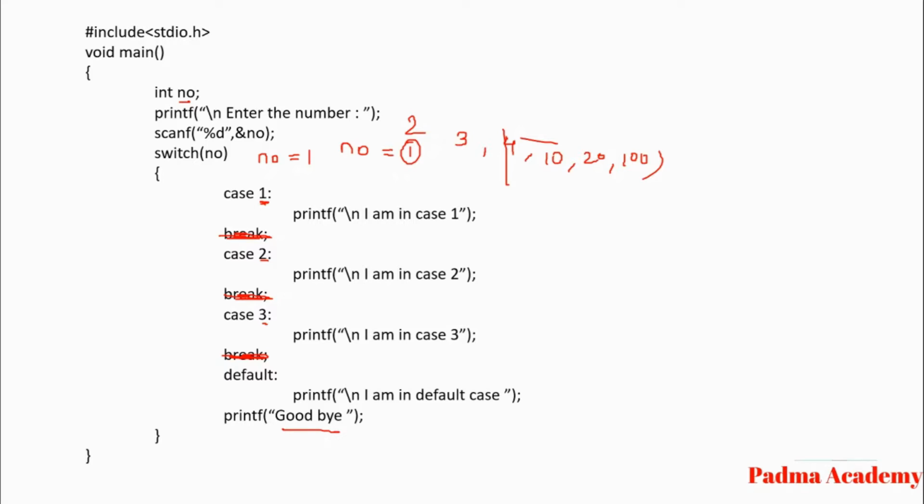What if I give the number NO equal to 2? Then it will print I am in case 2, I am in case 3, and I am in case default, then goodbye. What if I give the number NO as 3? Then it will print I am in case 3, I am in case default, and goodbye. I hope you have understood this concept.